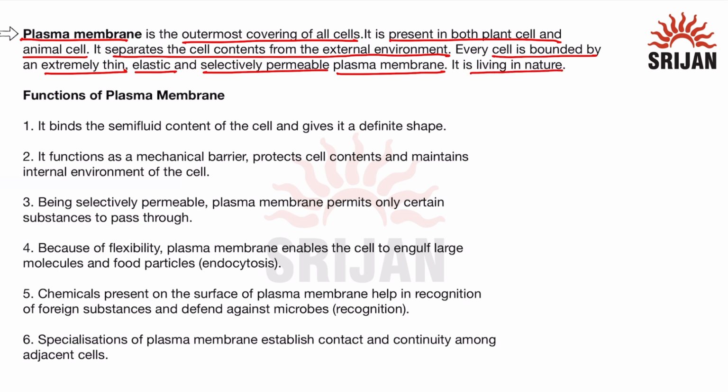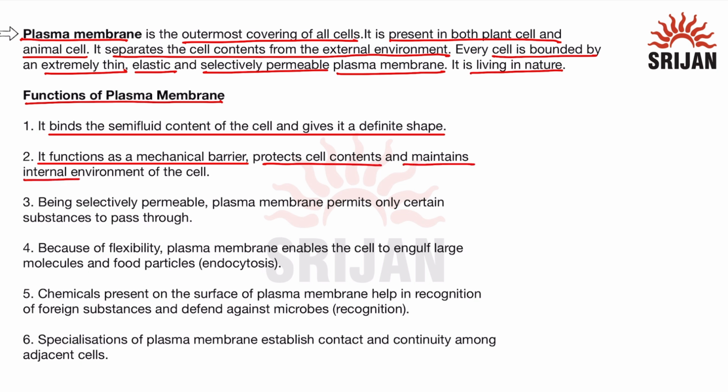So, cell wall was non living in nature as it was made up of cellulose, but plasma membrane is living in nature. Now let us read about the functions of plasma membrane. It binds the semi-fluid content of the cell and it gives it a definite shape. Second is it functions as a mechanical barrier and protects the cell contents and maintains internal environment of the cell. So it also helps to act as a barrier and it protects the cell organelles.